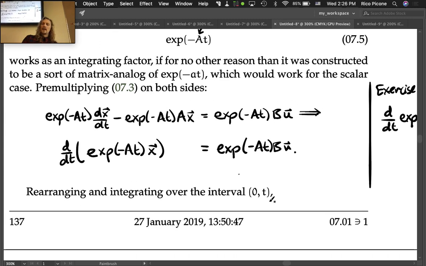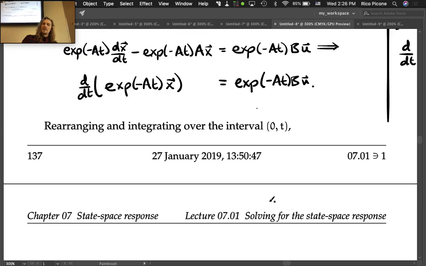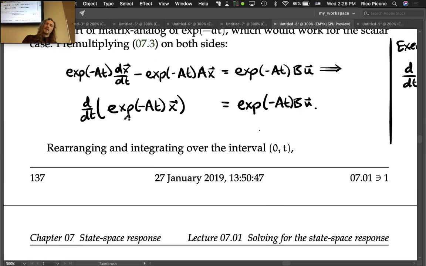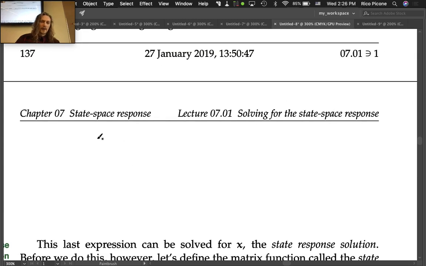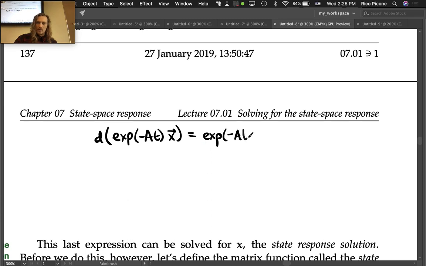Great. So rearranging and integrating over the time interval 0 to t. Let's rearrange like we did in the scalar case, and let's rearrange our differentials to be on different sides. So we're left with d of the exponential of negative At x on the left-hand side, and on the right-hand side we're going to have what was left over there, the exponential of negative At Bu dt. Okay.